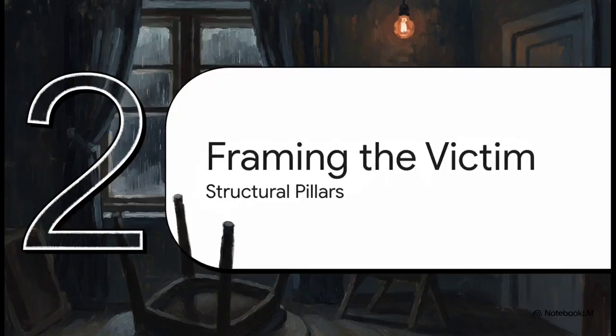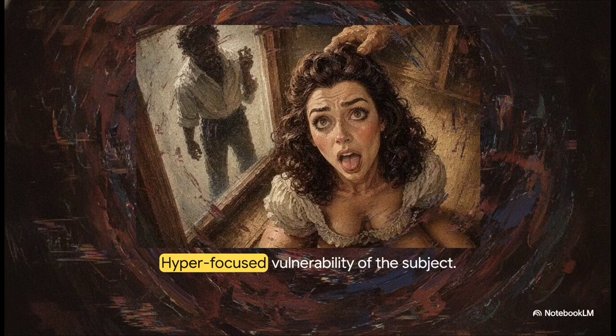Section 2. Framing the Victim. The Structural Pillars. Which brings us beautifully to our next structural pillar. The way an artist places the lens dictates our entire relationship with the subject. Here, the framing does some serious heavy lifting to trap us right alongside her. Observe the hyper-focused vulnerability. The artist is using what really feels like a handheld 90s camcorder-style perspective. It has that raw, gritty, almost distorted intimacy.